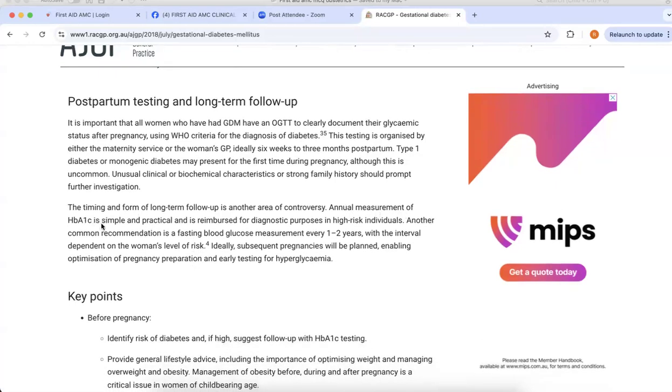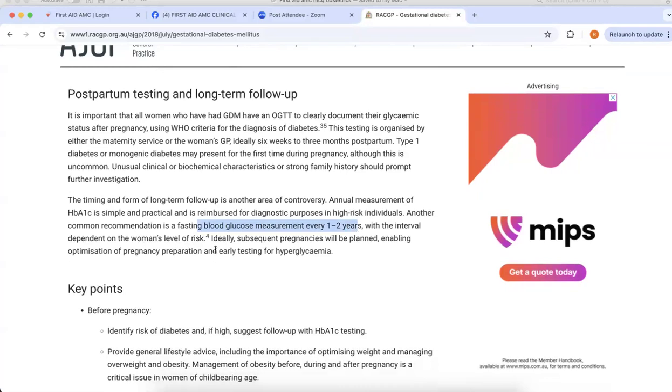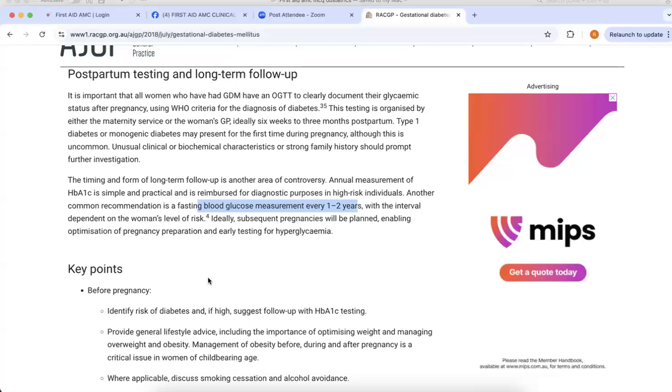Annual measurement of HbA1c is simple and practical and can be done in a high-risk individual. Another option is checking a fasting blood glucose every 1 to 2 years, with the interval depending on the woman's level of risk. So according to RACGP, you can do an annual HbA1c rather than every 5 yearly. 5 years is actually a long time. So for this kind of case, I would go for RACGP rather than John Murtagh, because this was the 6th edition. It has changed a lot since then.